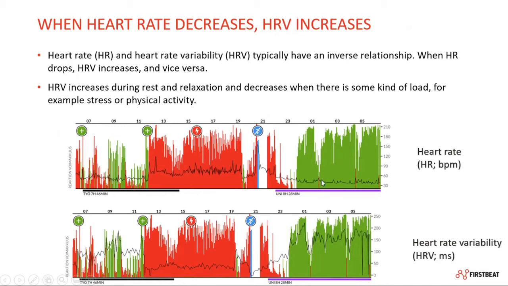You can see the heart rate dropping to a low level during sleep period here. That's indicated by the green color. They're recovering, and heart rate variability is at the highest level for that person during nighttime.